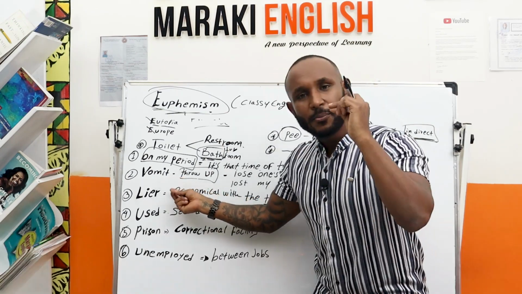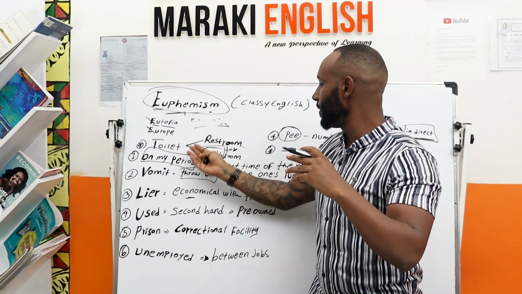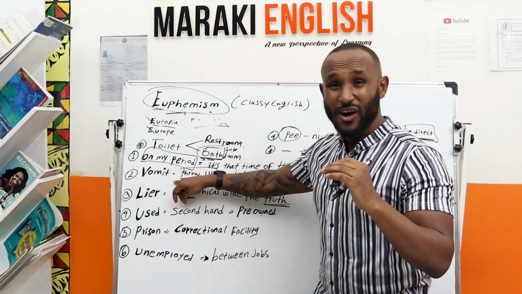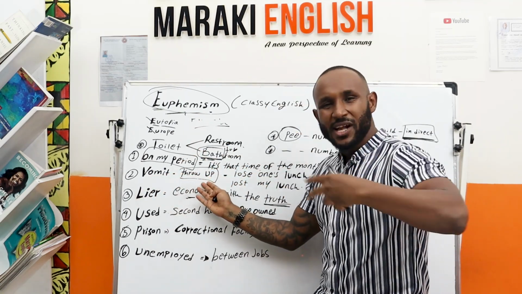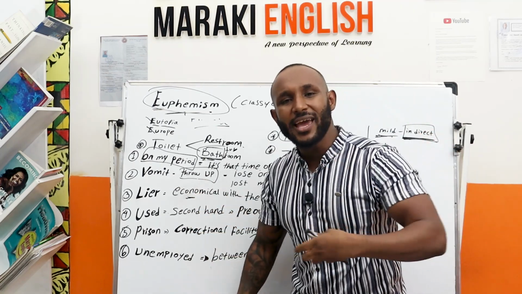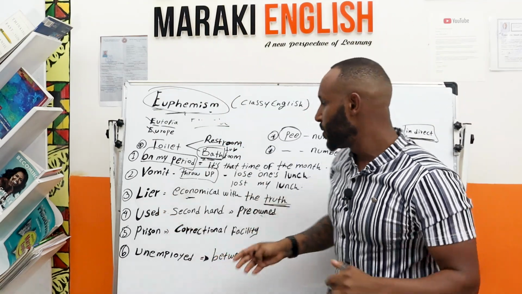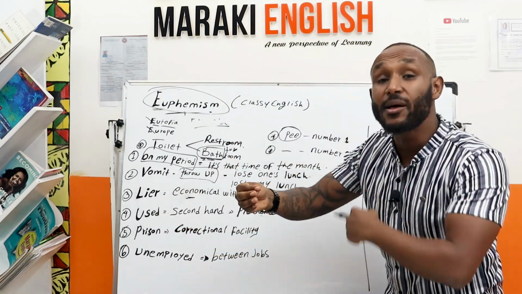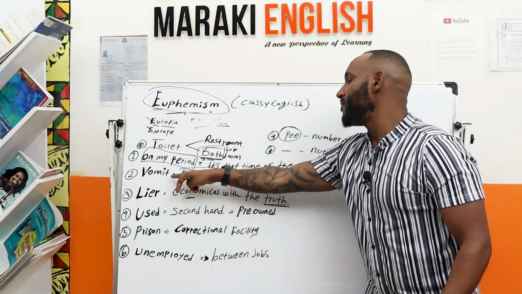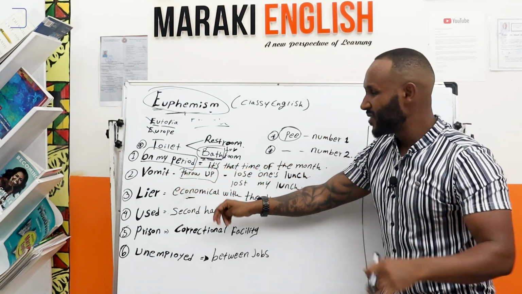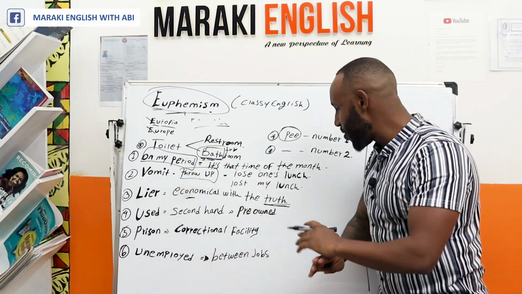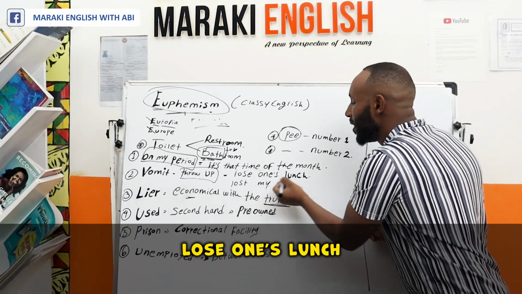But again, the problem with euphemism expression is first it was vomit, and then we change it and we say throw up. And when we say throw up again and again for a long time, people still start to say it clearly. So you have to come up with another expression. So instead of saying I vomited, no. I threw up, even that, no. So you can say lose one's lunch.